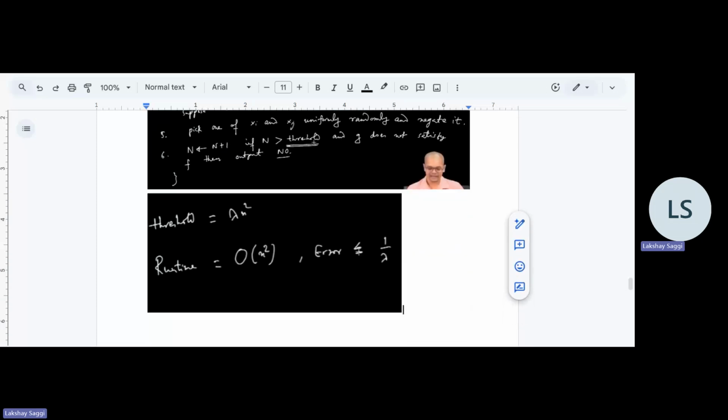So threshold is lambda times n square, and runtime is order n square. And what is lambda? Lambda is the error probability. If you are saying the formula is not satisfiable, then with what probability are you wrong about that? The error guarantee is 1 over lambda. So threshold is the number of iterations and error is 1 over lambda.